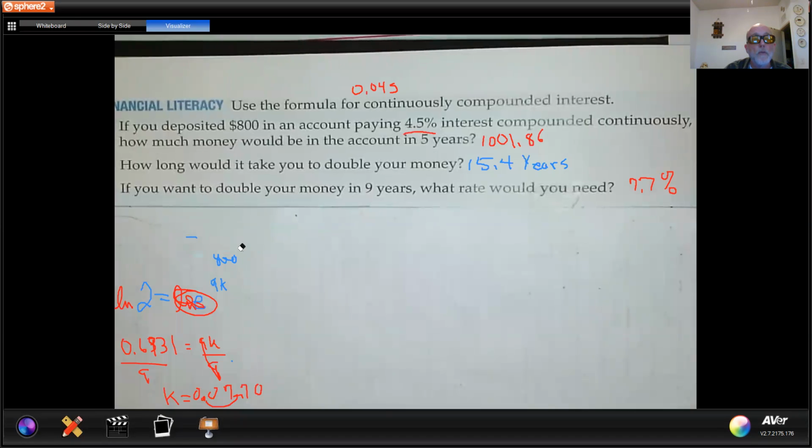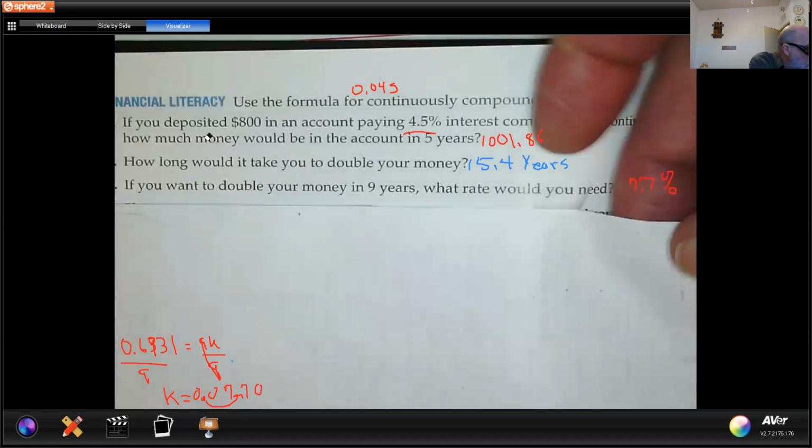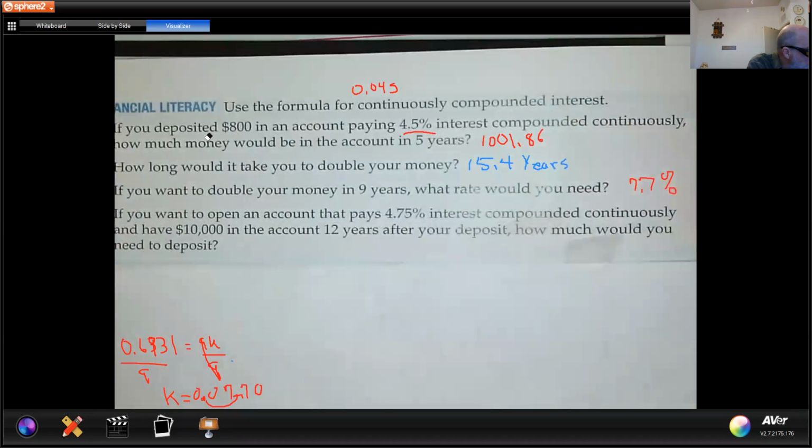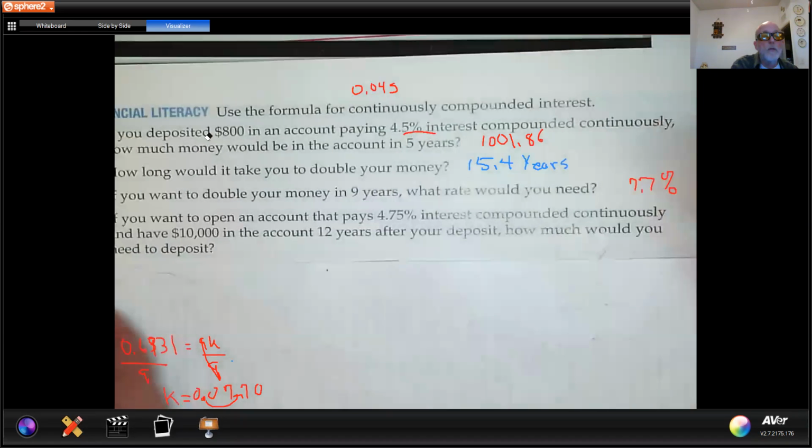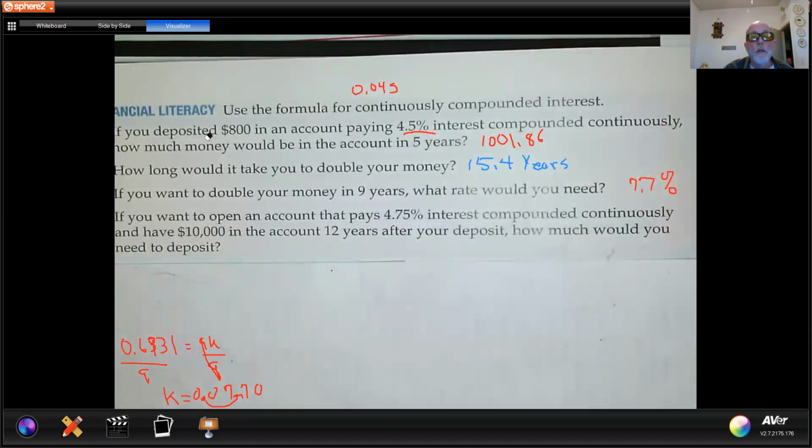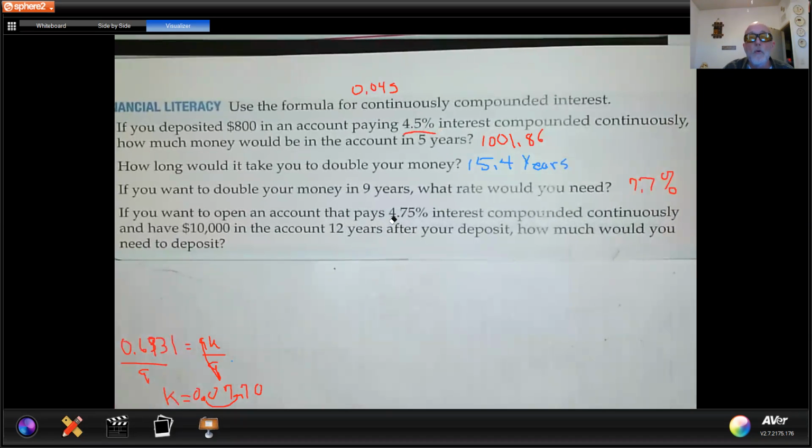Let's do the last one. What's the last one ask? Okay, we can find out. Here we go. So if you open an account that pays 4.75% interest, and you have $10,000 12 years after I made my deposit, how much did I put in? How much did I put in? That means I don't know the beginning number, right? I don't know P, right?